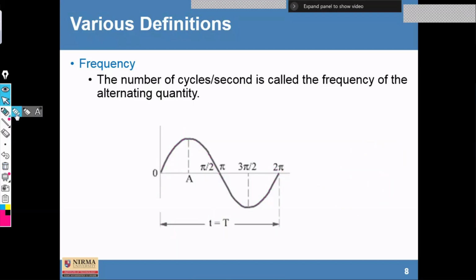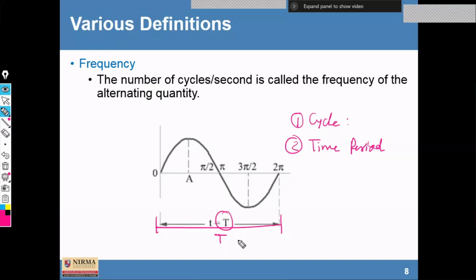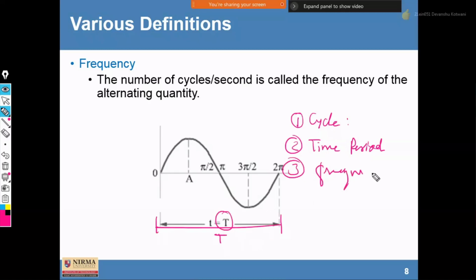So we have discussed cycle. One complete set of positive and negative values of an alternating quantity is known as cycle. Then we have discussed time period, the time taken to complete one cycle. So this is time period, capital T here. Then the third one is frequency. In 1 second, how many cycles pass? That is known as frequency. Number of cycles per second is called frequency.